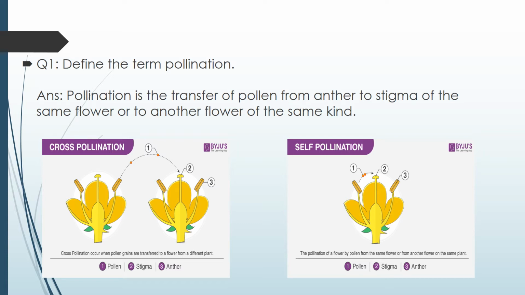Now, pollination. I have discussed pollination in live class: pollination means when a pollen is transferred from anther to stigma of the same flower, meaning one flower, or to another flower of the same kind. As you can see in the picture, the first picture is of 2 flowers. They are of the same kind and pollen is transferred from one anther to the stigma of the other flower. In the second picture, you can see it is self-pollination. In this, pollen from anther is transferred to stigma of the same flower, one flower we are talking about. So this is the pollination process.